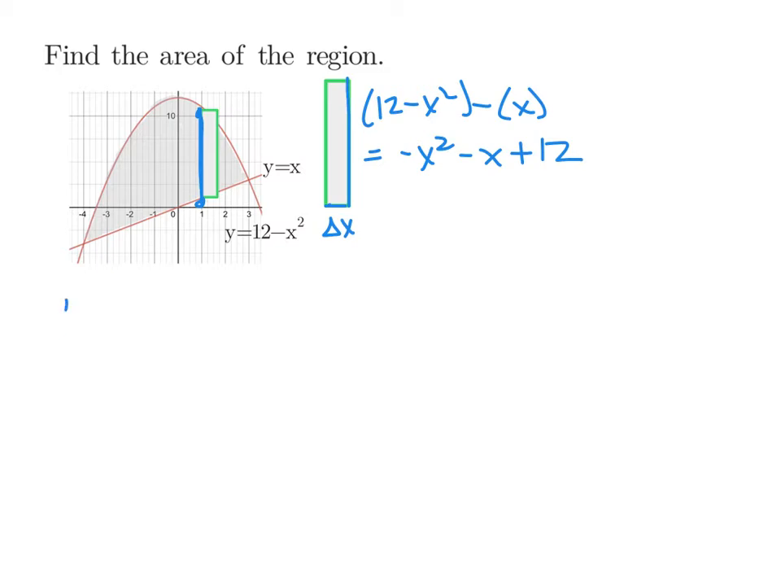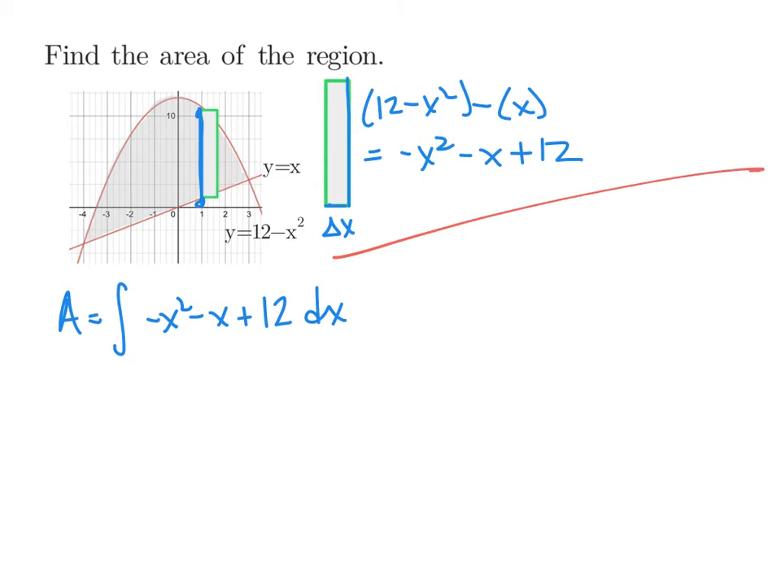Now we can start setting up our definite integral, and that would be the -x squared minus x plus 12. The delta x is our dx, and our limits of integration are going to be the endpoints of our interval. That's one thing that we don't know now, because in the last example it was given to us. In this example, it's not. We need to go from this point of intersection to this point of intersection. That will define our limits of integration.